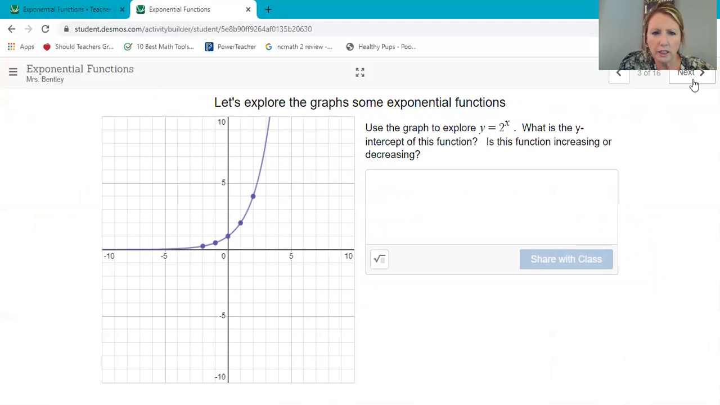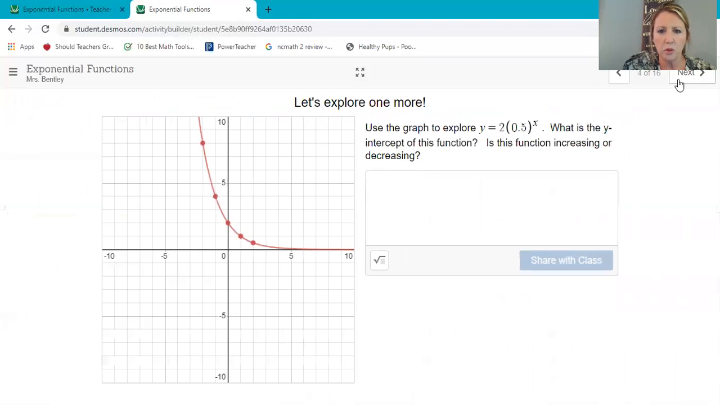Okay, so now let's explore a little bit more. So what I want you to do on this screen, I'm not going to answer this question for you. Based on what we did on that last screen, tell me if this function is increasing or decreasing, and then identify the y-intercept. So you're going to do that with this graph. Then I think I have one more.